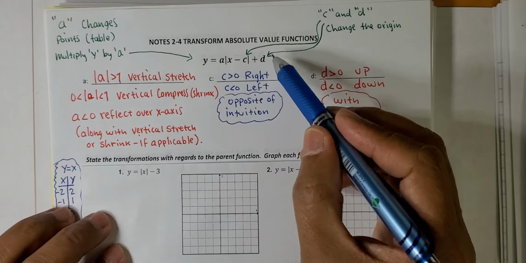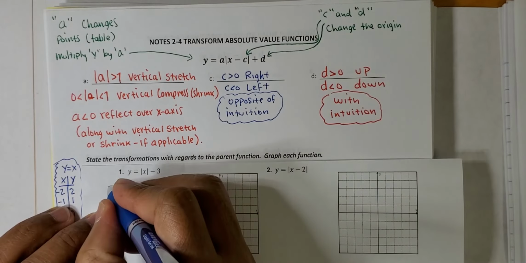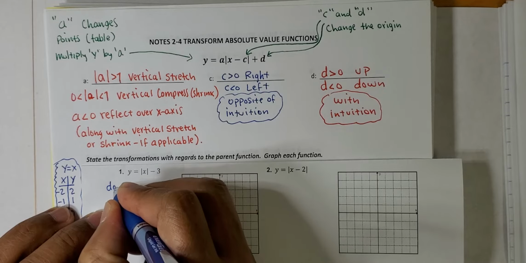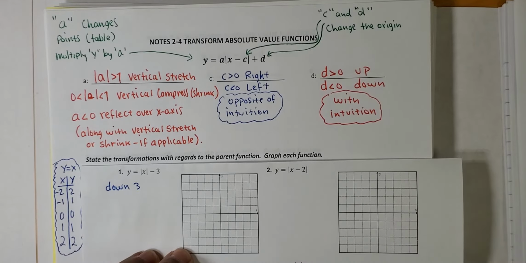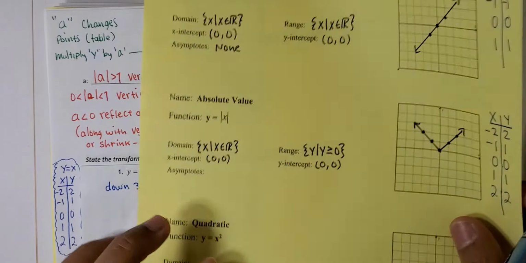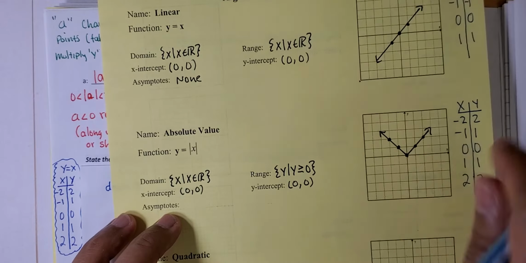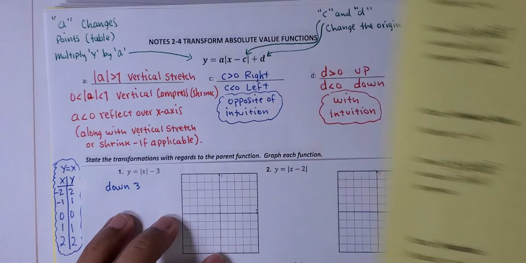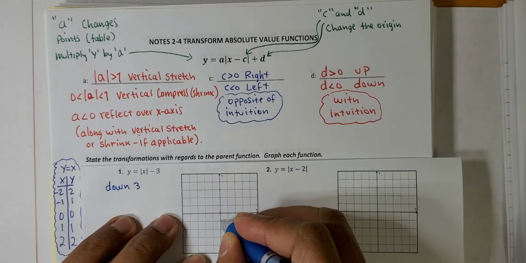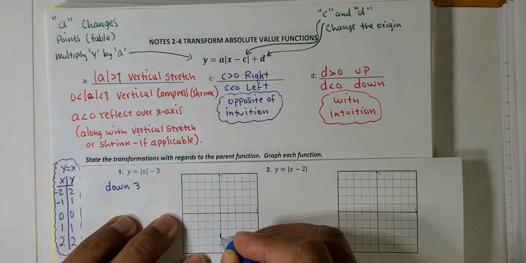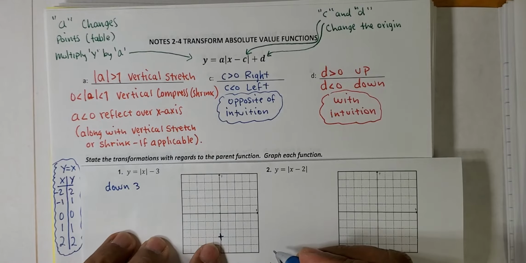Okay, so since it's minus 3, I'm just going to state that this function is going to be shifted down 3 units. Okay, and then I'm going to look at the parent function, which is this one here, and I'm going to shift this graph 3 units down. So this is the origin, and I'm going to use a plus sign to state the new vertex. So this is 1, this is 1, 2, and 3. I'm going to use a plus sign just to let you know that the vertex was shifted down 3 units.